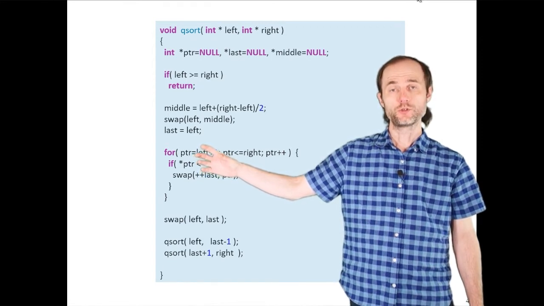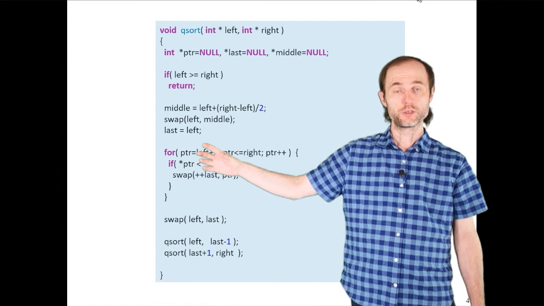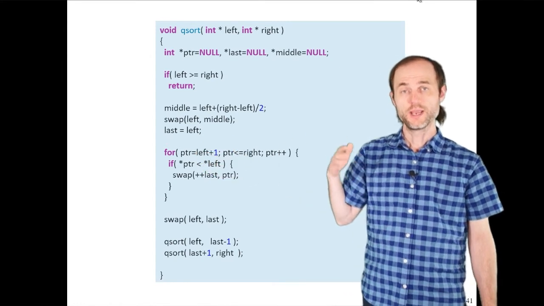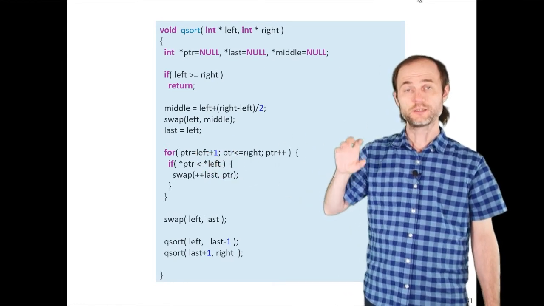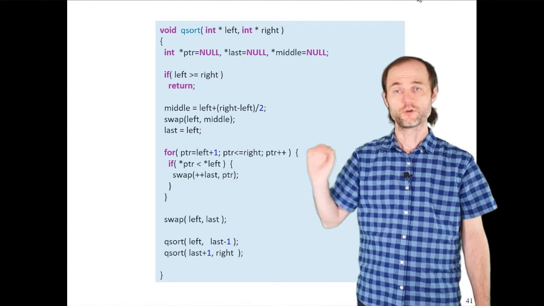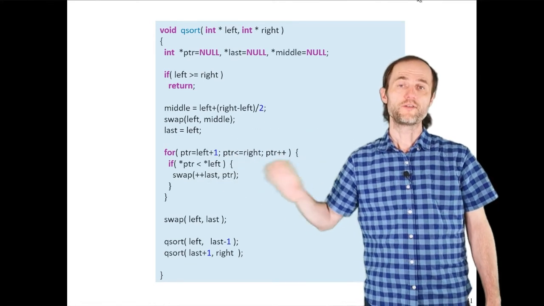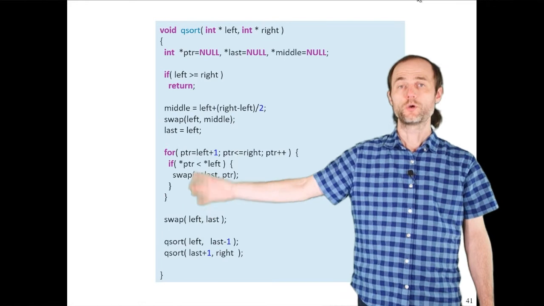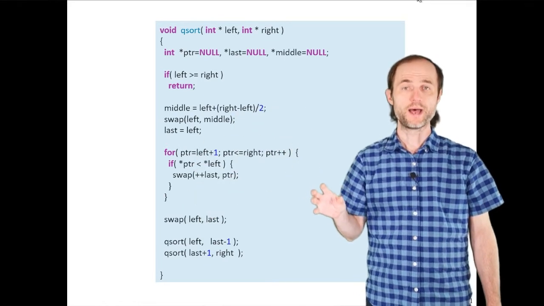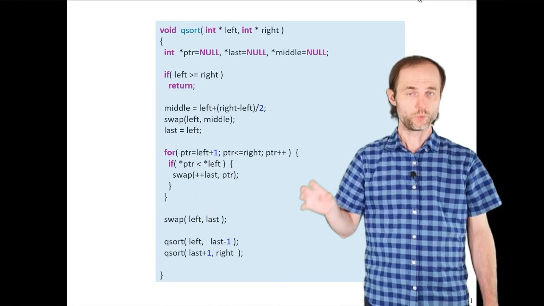Then all we need to do in order to sort the rest of the array is to take the smallest elements, small in the left array, and put them all in the left half. And once we've done that, we're going to put the left element back to where it was.